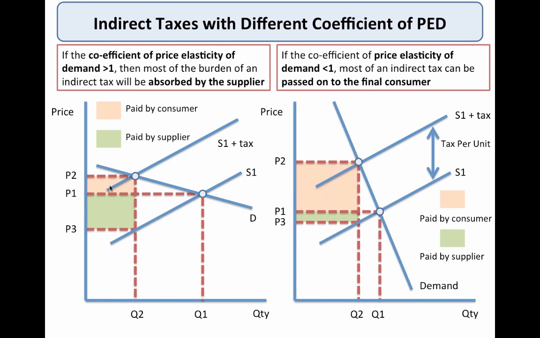In this case, the producer has to absorb a lot of the tax. And in this example, we see a contrast. On the right-hand side here, the demand is inelastic. And for the same tax per unit, S1 to S1 plus tax, we see a bigger price rise, a bigger orange shaded area that's paid by the consumer, and a smaller area paid by the producer. The key point here, often tested in multiple choice, is that when demand is inelastic, it's the consumer that tends to pay most of the tax. But when demand is elastic, the producer has to absorb it.